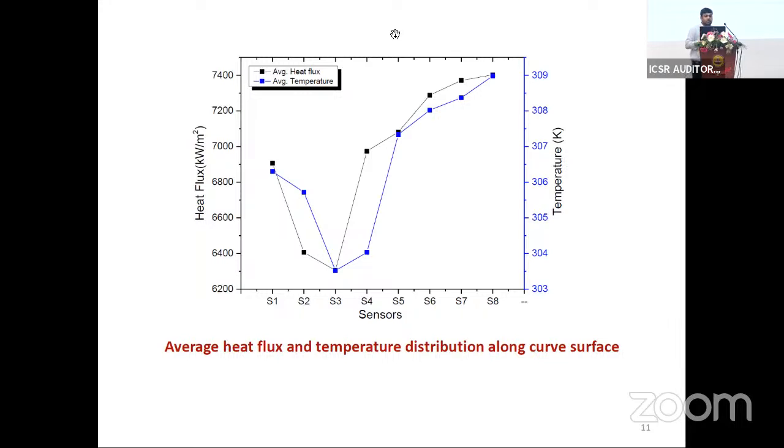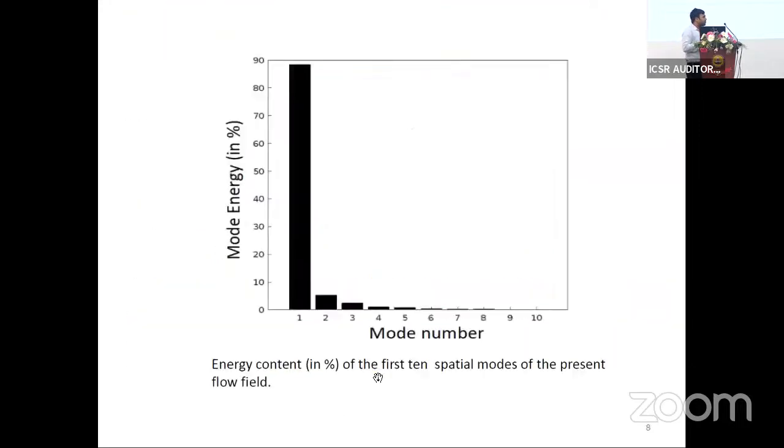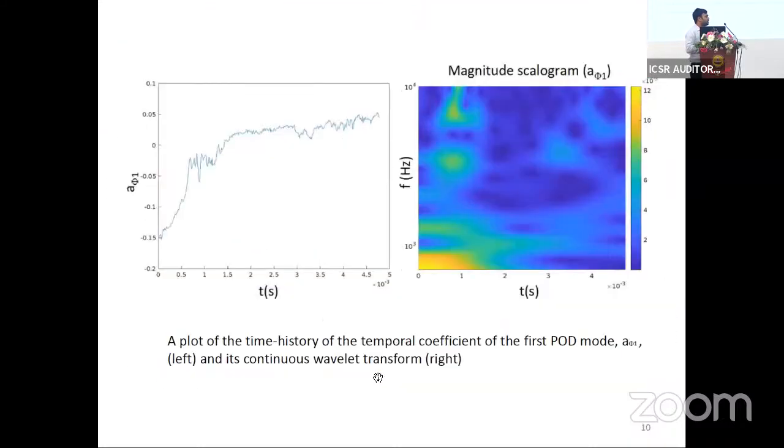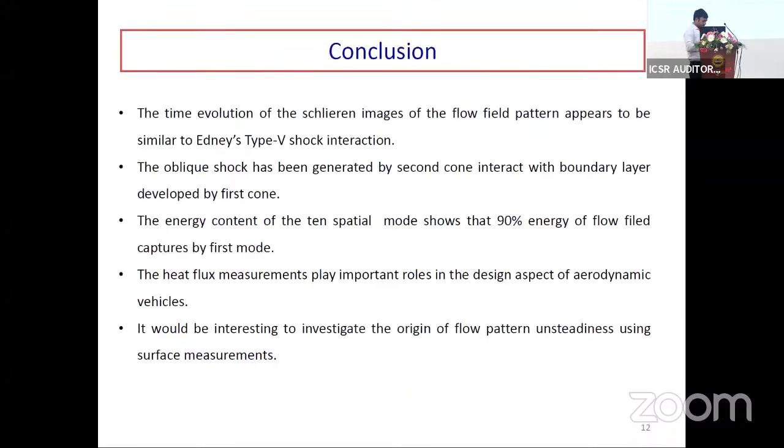So the conclusion is that time evolution of Schlieren image of the flow field pattern appears to be a similar edney type 5 shock interaction. The double oblique cone has been generated by second cone interaction with the boundary layer developed by first cone. The energy content of spatial mode shows that the 90% of energy flow field captured by first mode. The heat flux measurement play important role in design aspect of aerodynamic vehicle. And it would be very interesting to investigate the origin of flow pattern and unsteadiness using surface measurement. Thank you.